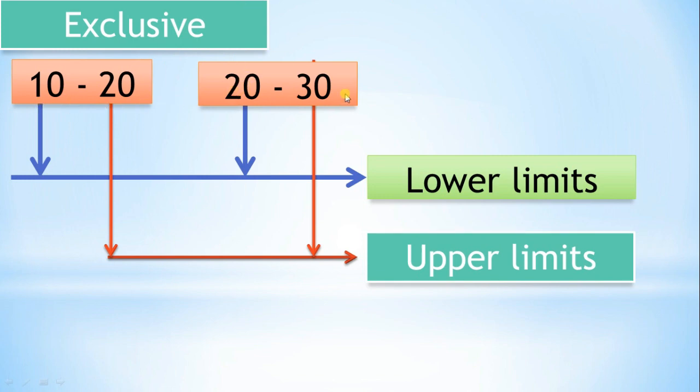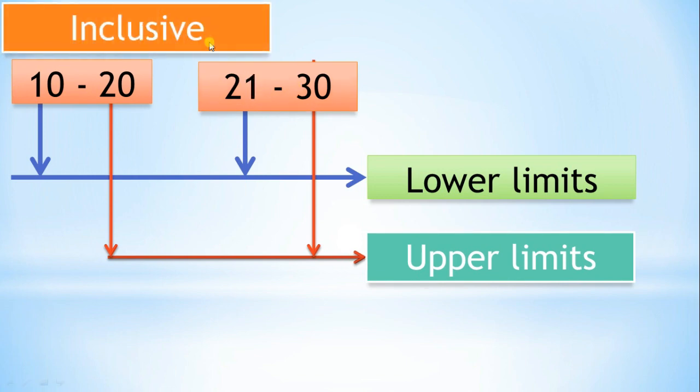So we also call it continuous. 10 to 20, 20 to 30, 30 to 40, 40 to 50. I am going to continue with the same class interval, that is 10 to 20. Here 20 is the upper limit. When I begin the next one, 20 becomes the lower limit. So this type is called exclusive class interval.